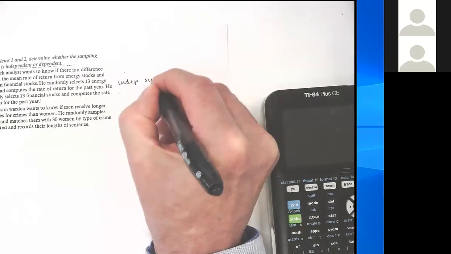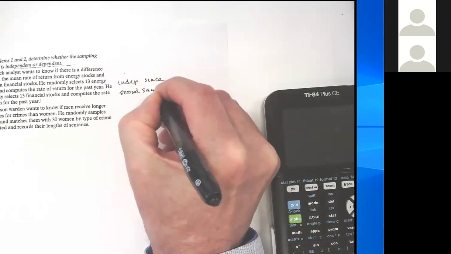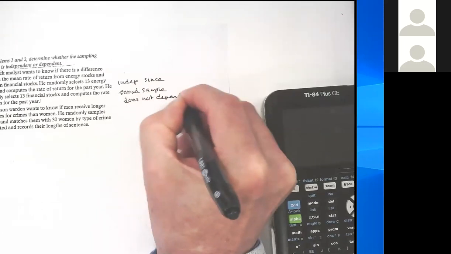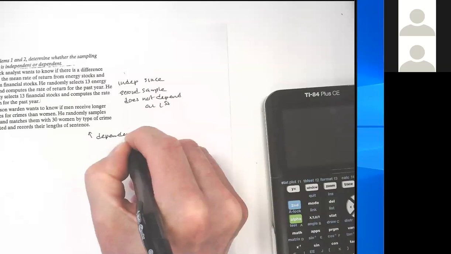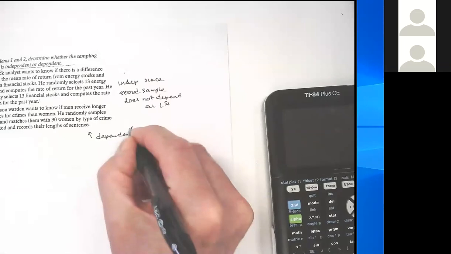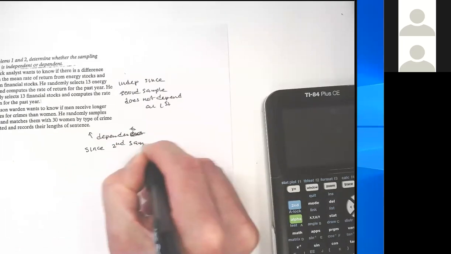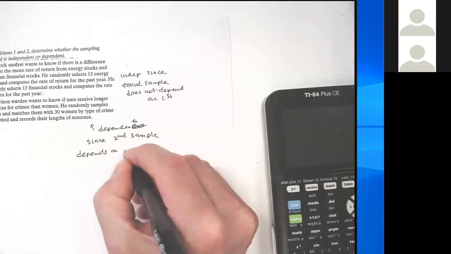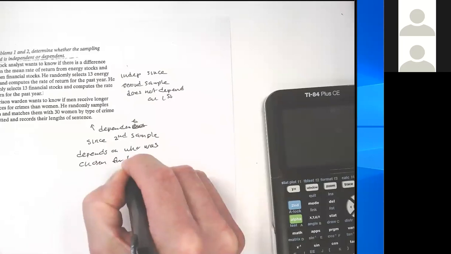Since the second sample does not depend on the first one, and here one, it's dependent, since the second sample depends on who was chosen for the first sample.